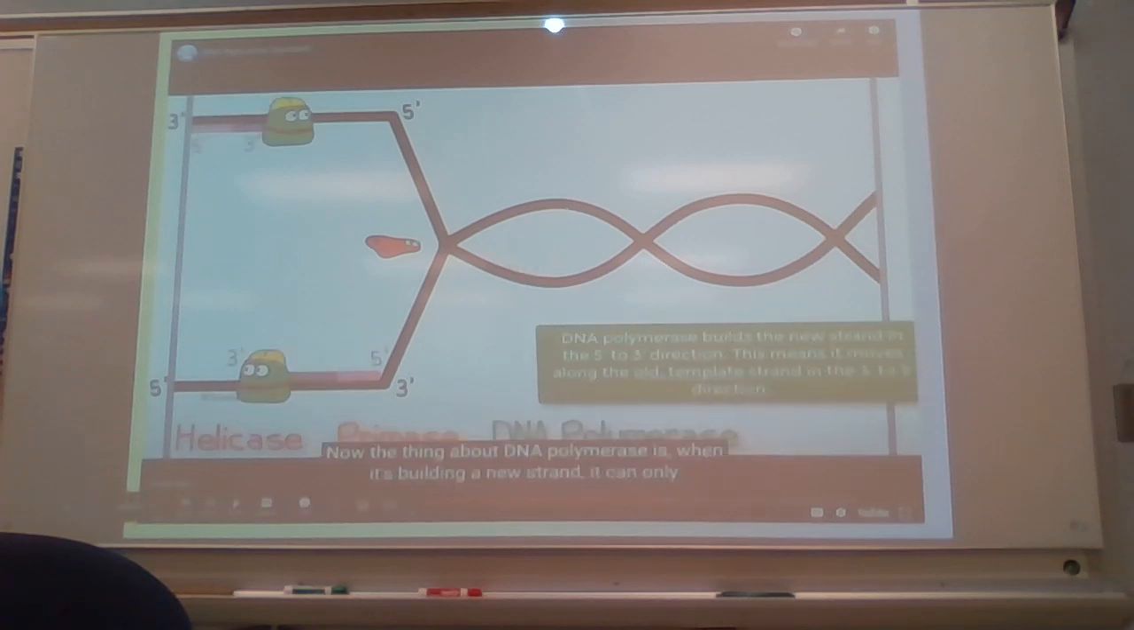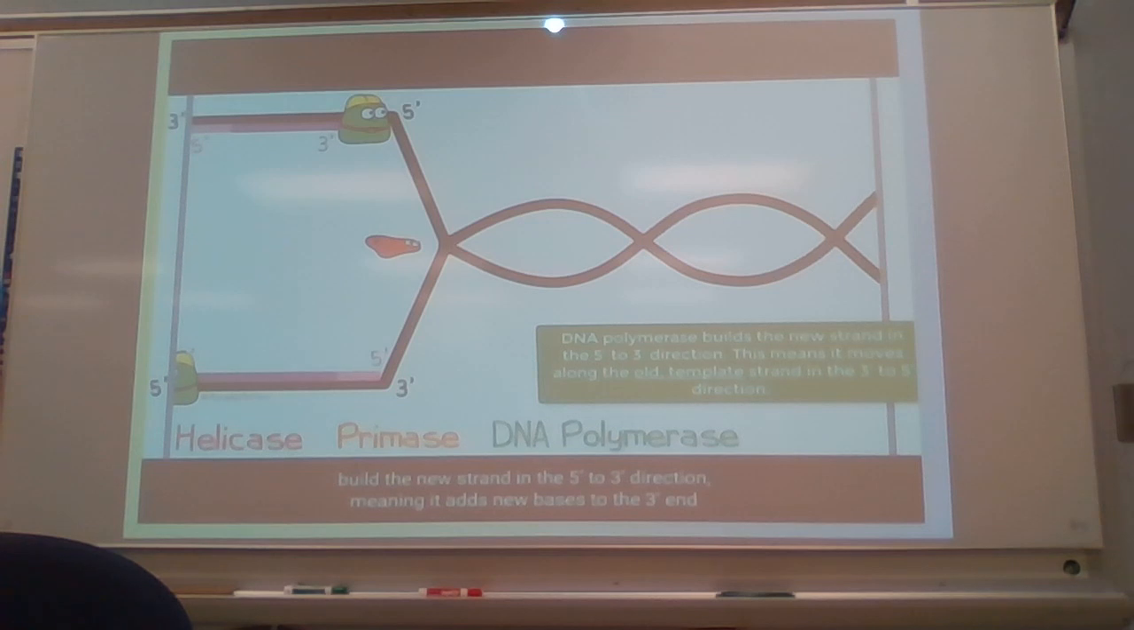Now, you can see here, as DNA polymerase is going, it has to go in the new strand 5' to 3' direction, right? It can only add on to that 3' end. So this DNA polymerase is heading this way. This DNA polymerase is heading the opposite way. Now, the thing about DNA polymerase is when it's building a new strand, it can only build the new strand in the 5' to 3' direction, meaning it adds new bases to the 3' end on the new strand. See how it's being built in the 5' to 3' direction? This one is called the leading strand.